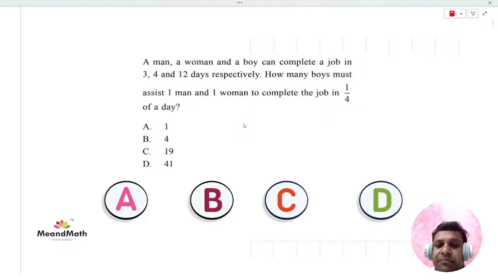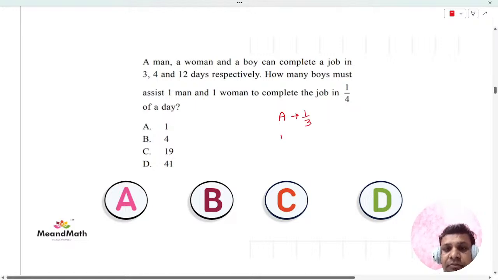As we discussed in previous questions, in this question also we have to find out the work for 1 day. So A is 1/3, B is 1/4, and C is 1/12. Here let's check the denominators: 3, 4 and 12. What is their LCM?